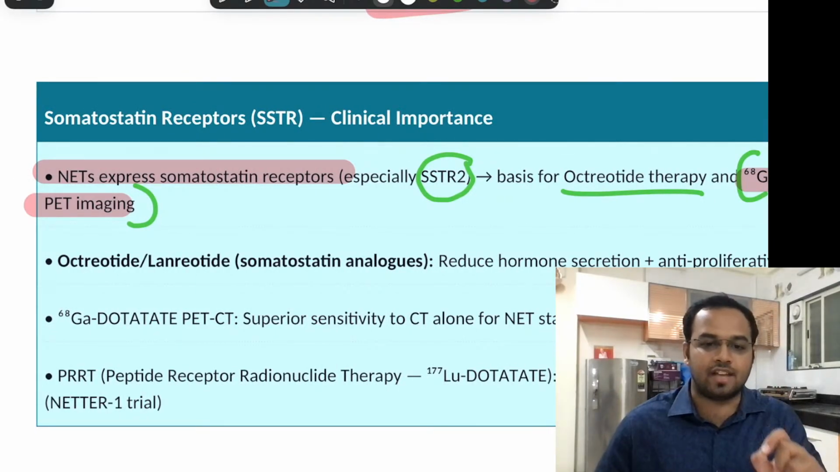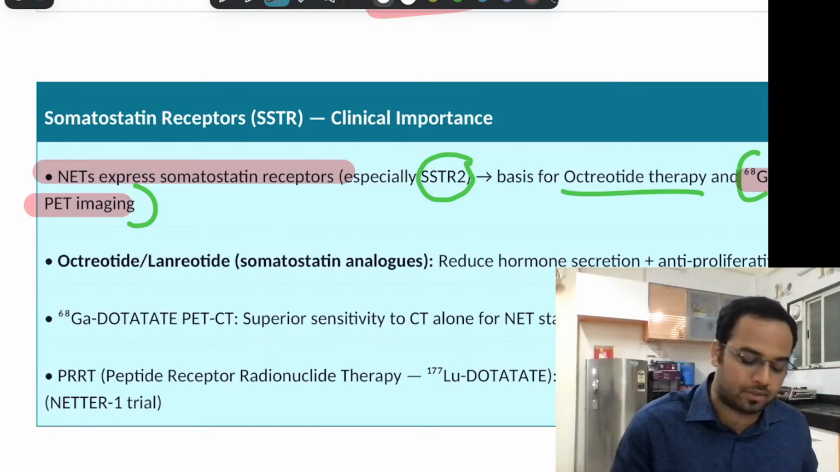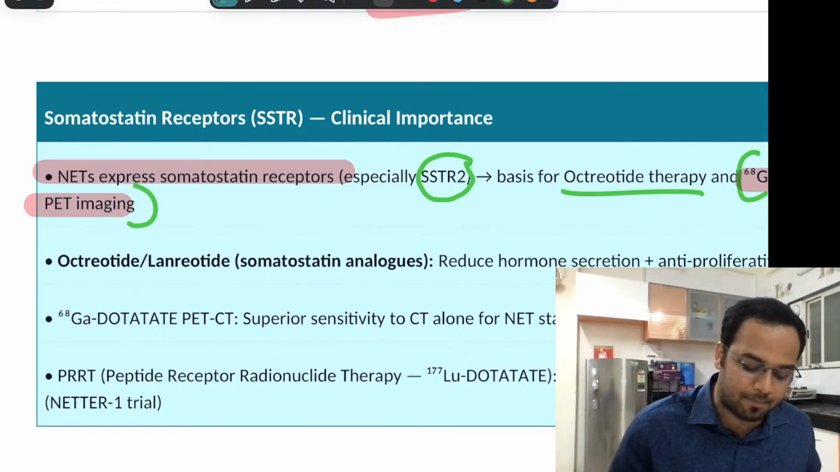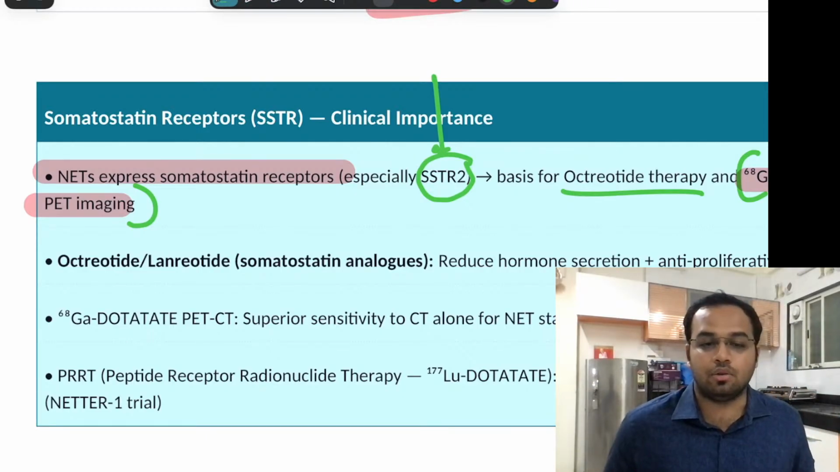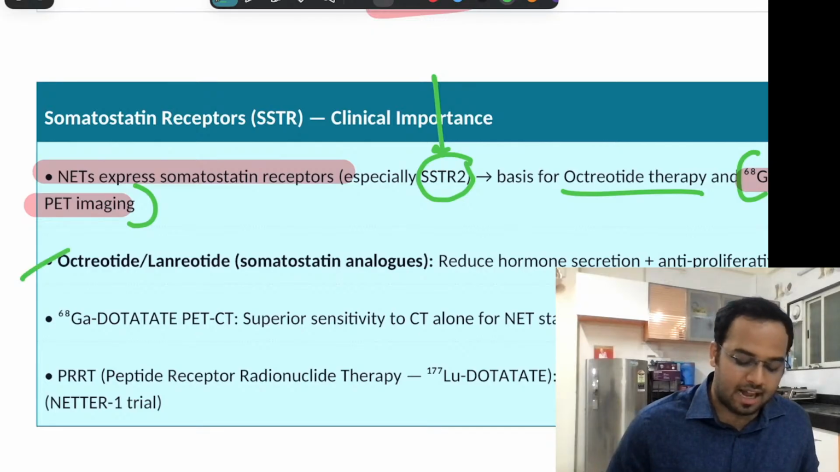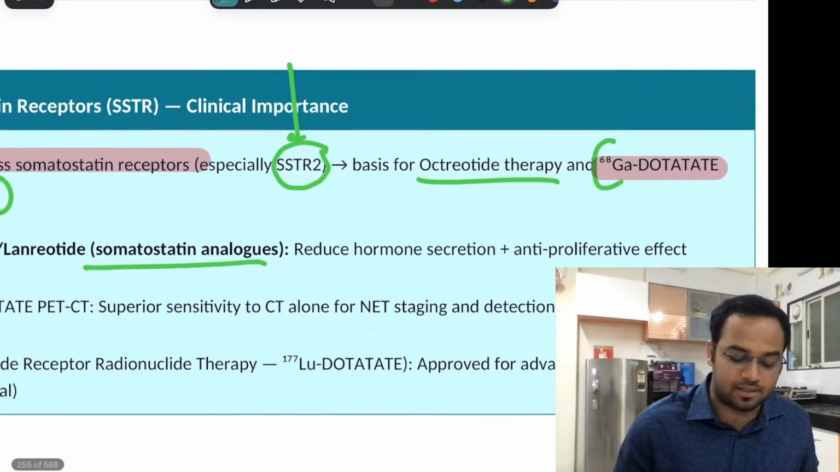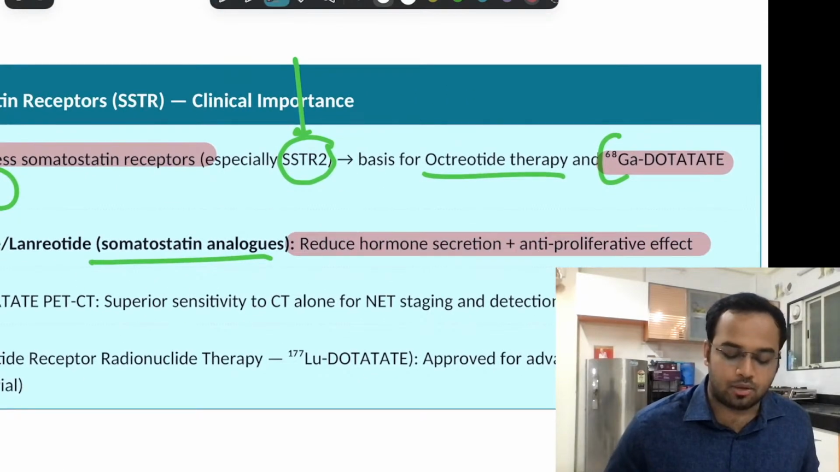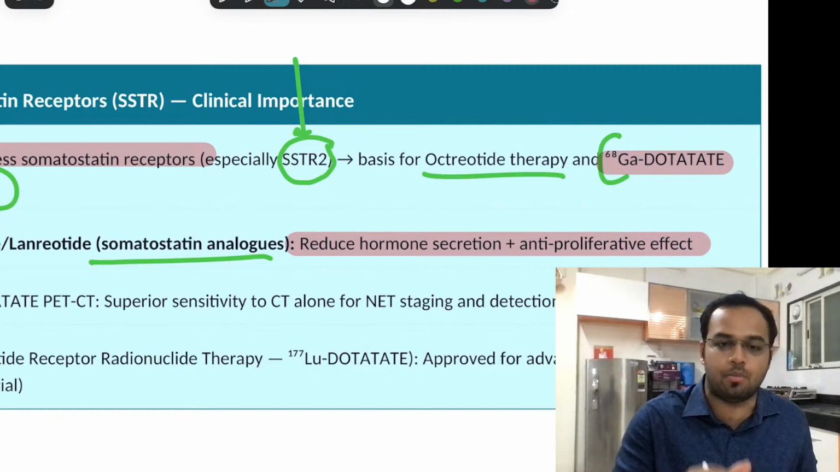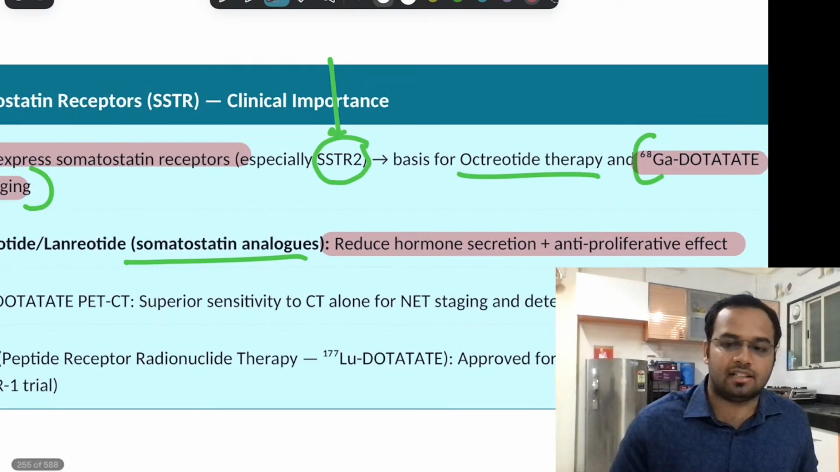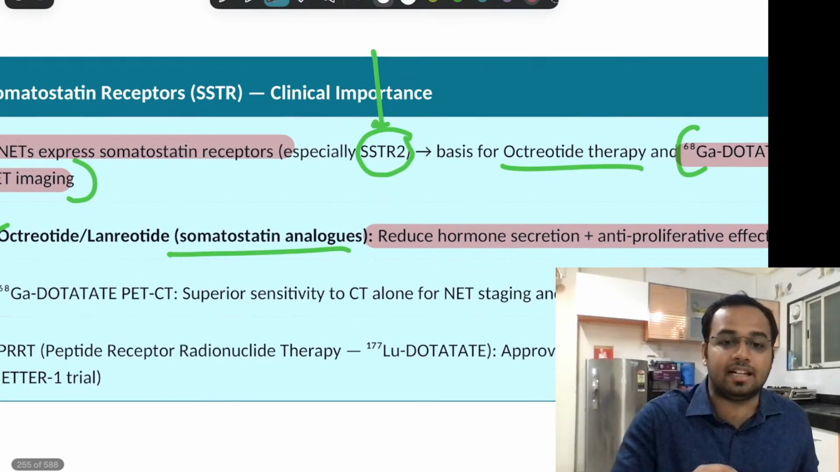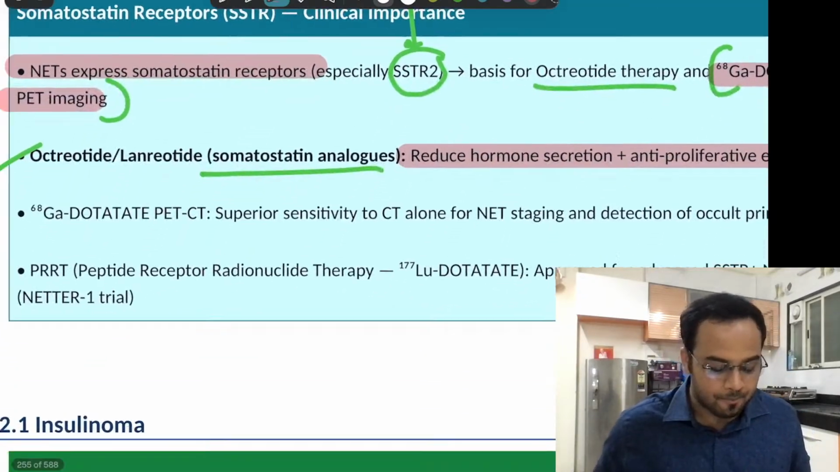So what is the basis of gallium dotatate? It is going to enter the cell through the same receptors which are abundantly present in neuroendocrine tumors. Octreotide and lanreotide analogs are going to reduce the hormonal secretions, because these tumors have these somatostatin transmembrane receptors. You can use octreotide and lanreotide when you are treating the patient for palliative care. So I hope it is clear.